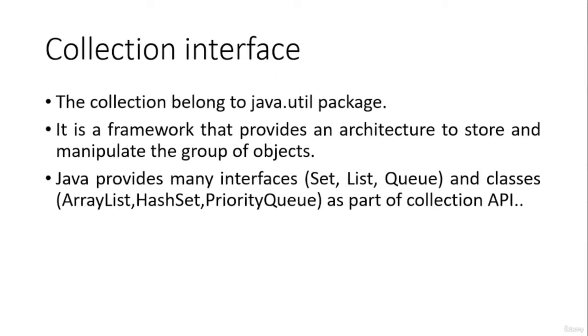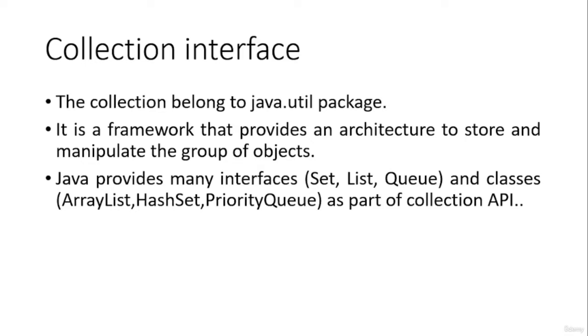Collection API belongs to the java.util package. It consists of many interfaces and classes, and all together we call them the collection API. The major part of the collection API is the collection interface. It is a major interface, and from there are many other sub-interfaces such as set, queue, and list.